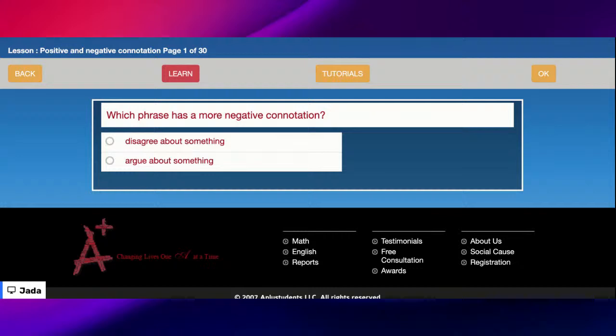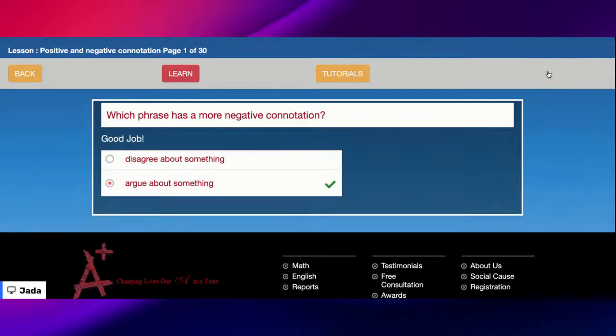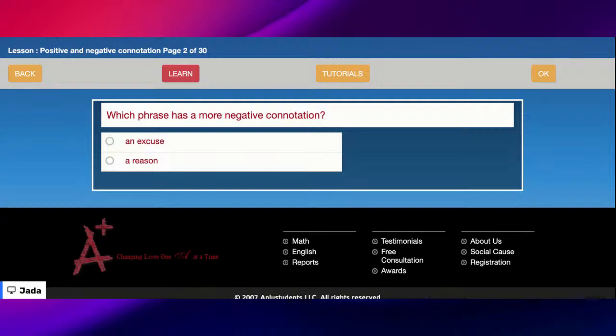So, what's our answer? Option two, argue about something. Okay. Which phrase has a more negative connotation? An excuse, a reason. Which is more negative? An excuse or a reason?